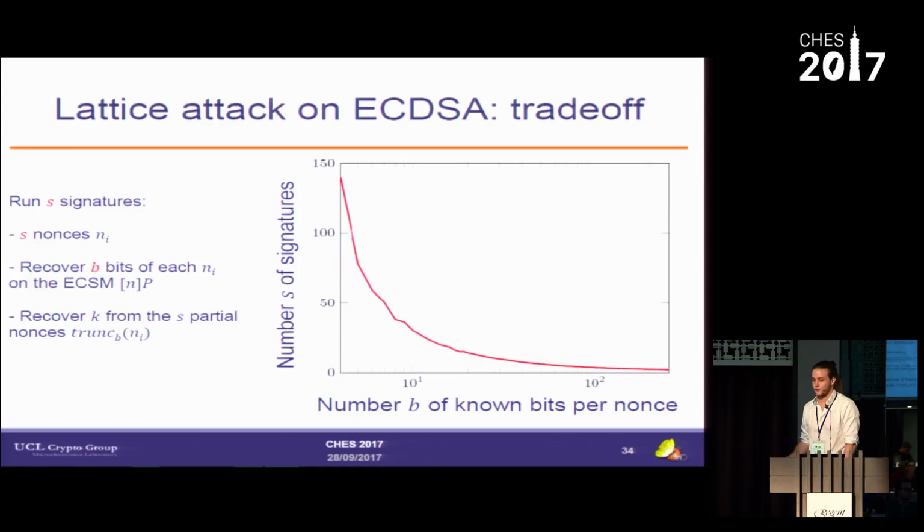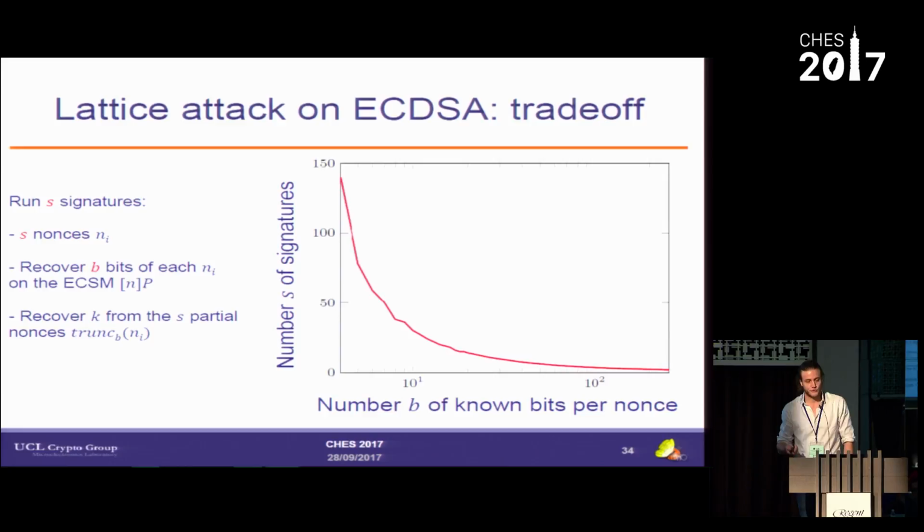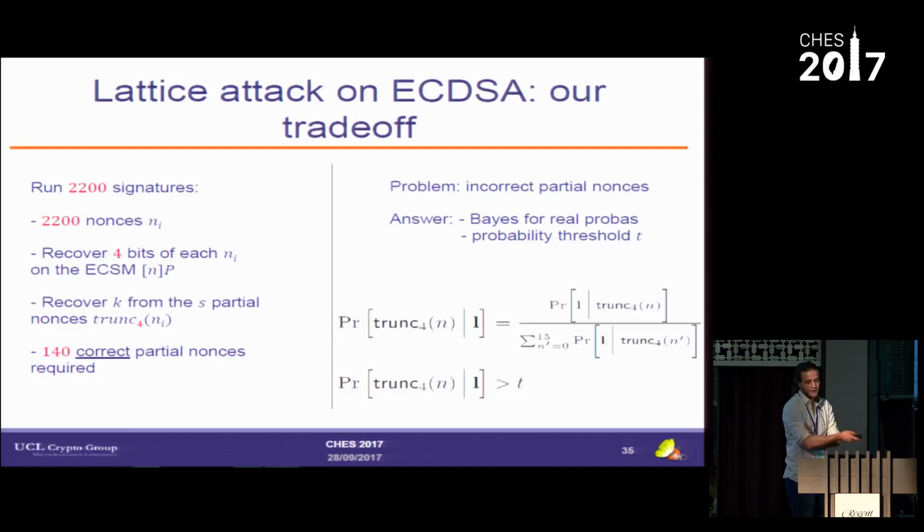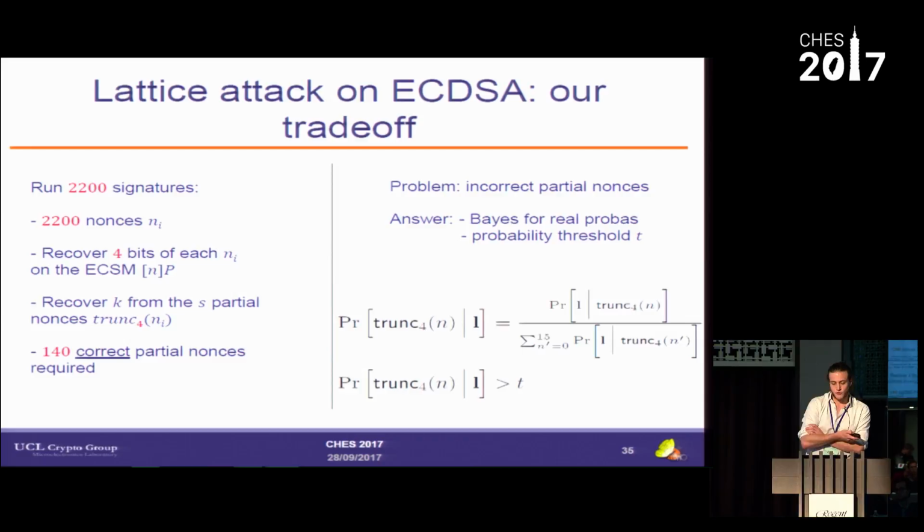In our case, we only attack 4 bits, which is the leftmost value of the graph, which means that we need to use 140 valid signatures, nonces. In our experiment, we used 2,200 attack traces, so 2,200 signatures. For each of them, we try to attack the first 4 bits. And we need to recover these 4 bits for each signature correctly at least 140 times.